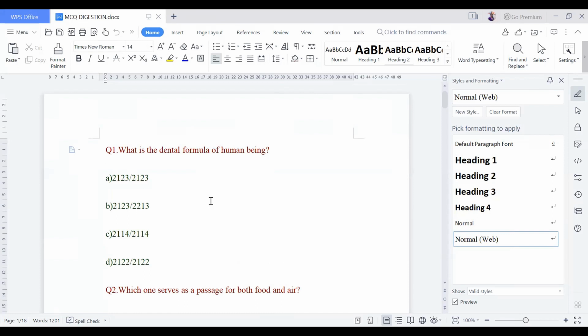The first question is, what is the dental formula of human being? Option A, 2123 by 2123. Option B, 2123 by 2213. Option C, 2114 by 2114. Option D, 2122 by 2122.